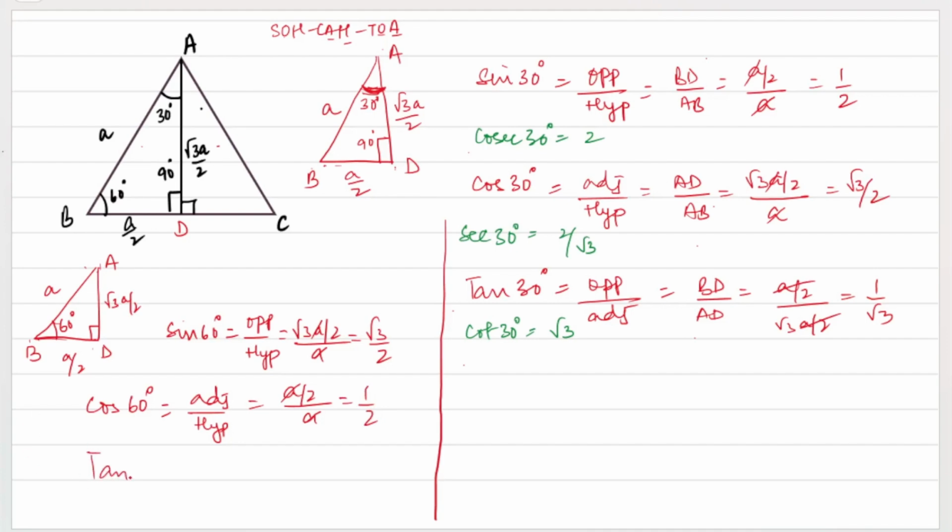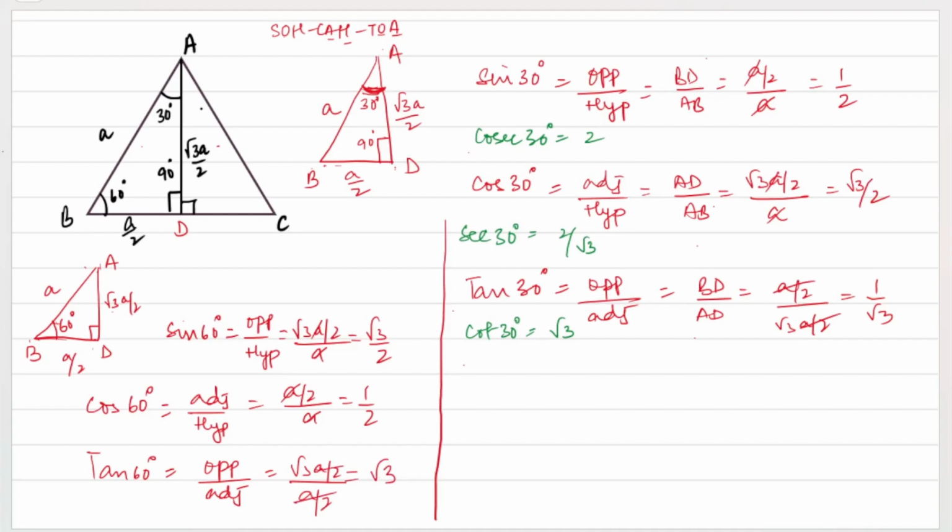Finally, tan 60 is the ratio of opposite over adjacent. So let's check which is the opposite. Opposite to 60-degree is this one, AD. What is that? Root 3 over 2. And the adjacent side is of course A over 2. A over 2 cancels, and tan 60 comes out to be root 3.